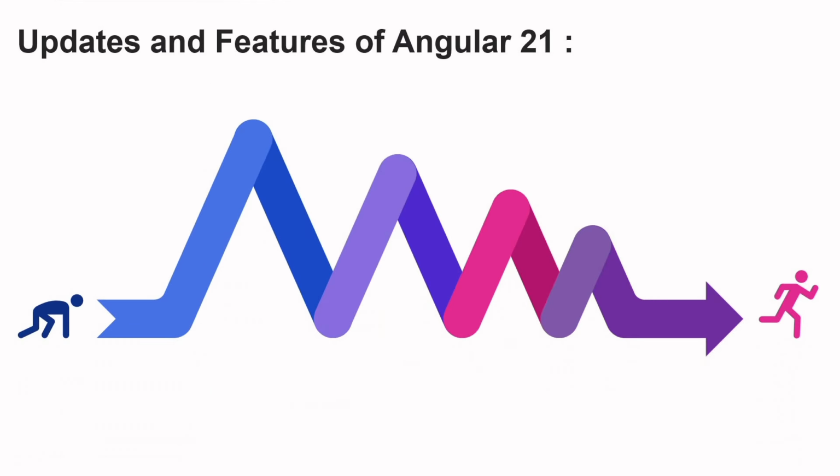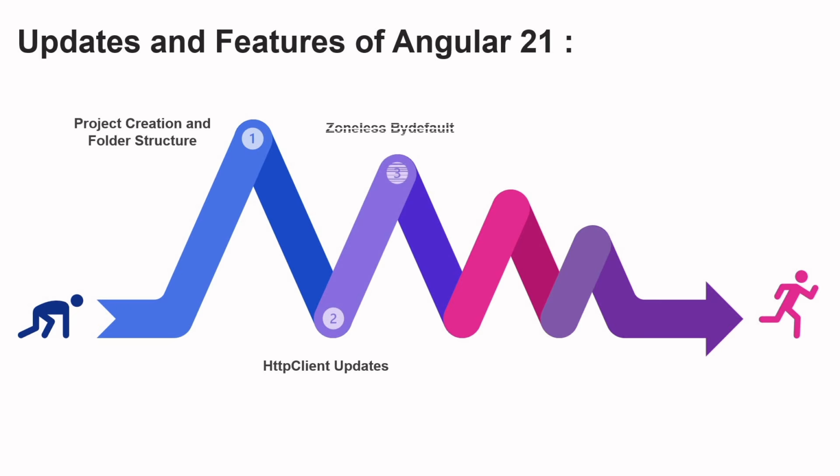So let's dive into the Angular 21 agenda and then learn each feature through practical examples. First, we will set up a new Angular 21 project and learn about the changed project structure. Next, we will understand the updates on HTTP client. Then we will cover the updates on the zone.js library. After this, we will learn about signal forms, where we will understand how to create signal forms with validations, and we will also learn about the set, update, and reset methods.